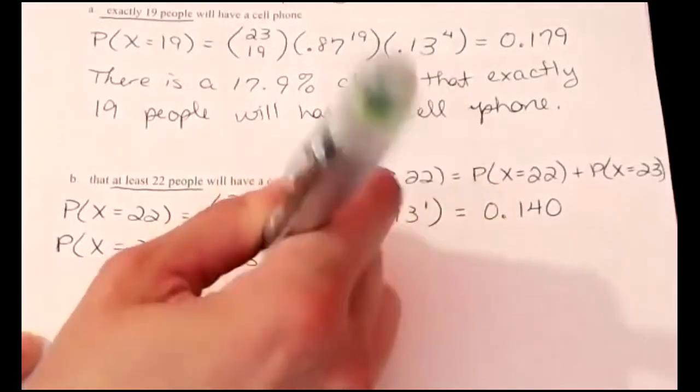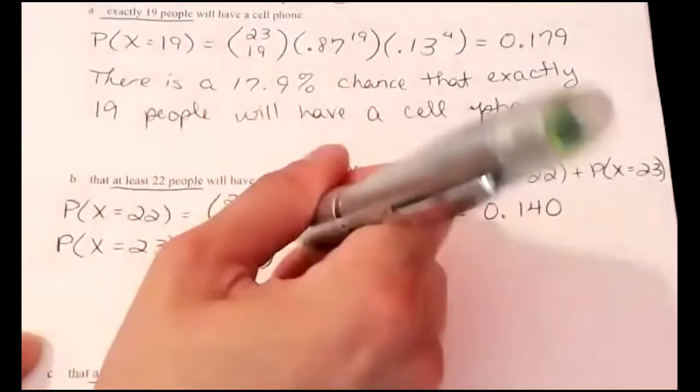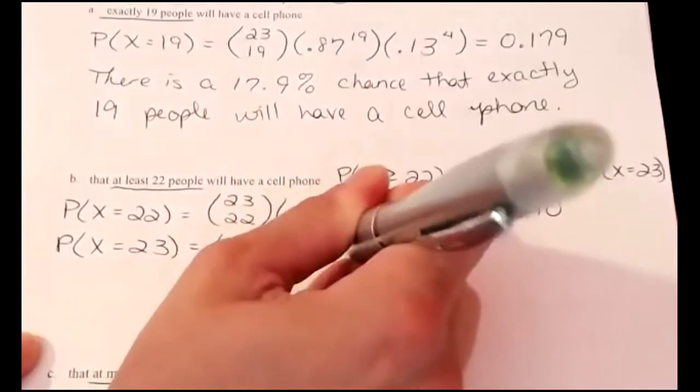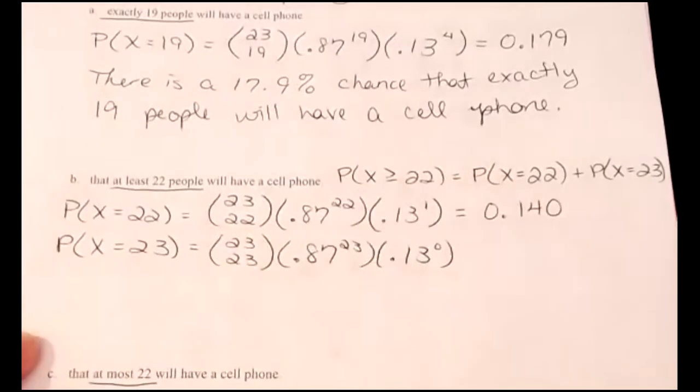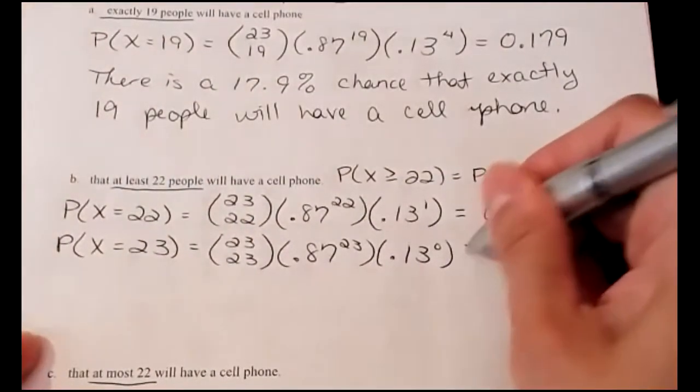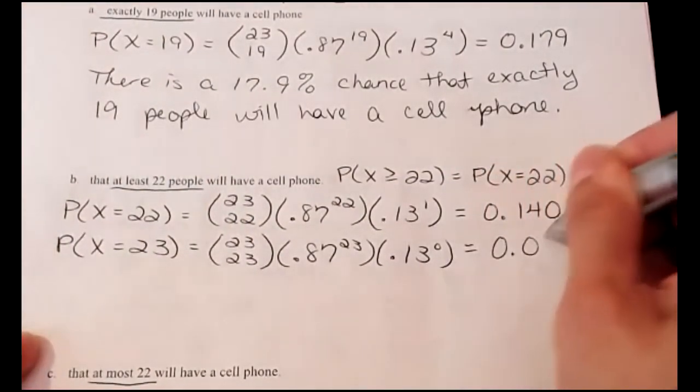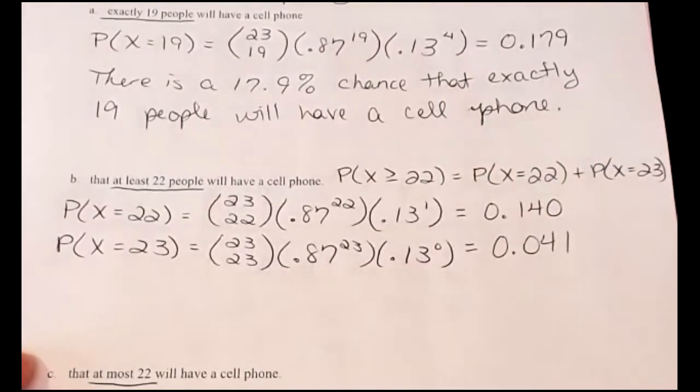And then we want to find the probability that 23 individuals have cell phones. So 23, you're going to choose 23. All 23 of them will be successful, which means that there will be no one without a cell phone. The likelihood that this is happening is 0.041. It's pretty unlikely that every last person in that group is going to have a cell phone based on the data that we were given.